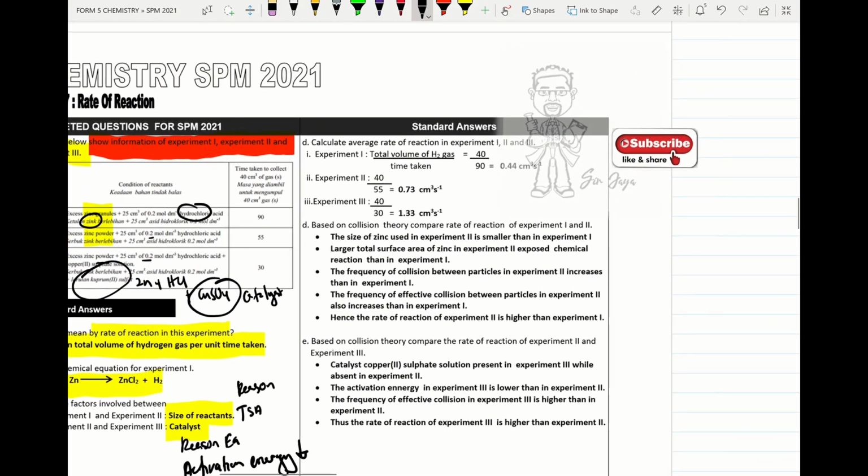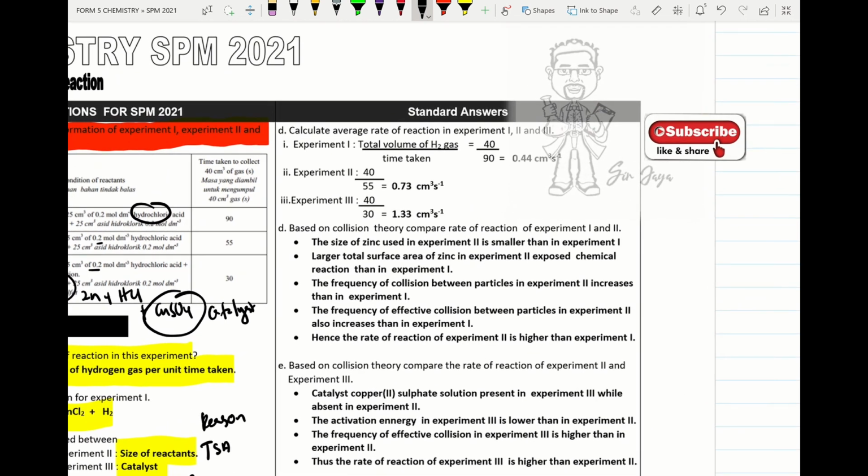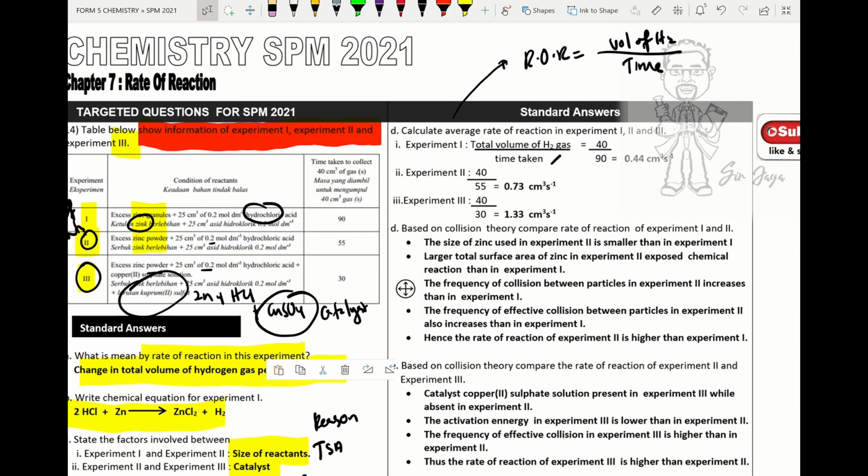All right, so now we move on to the calculation. Calculate the average rate of reaction. When they put average rate of reaction, please use the formula. So we use volume of hydrogen gas divided by time. For experiment 1, we collected the volume, which is given as 40, and the time taken is 90 seconds, so we get 0.44. Please do like this.